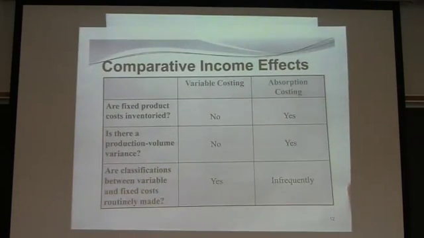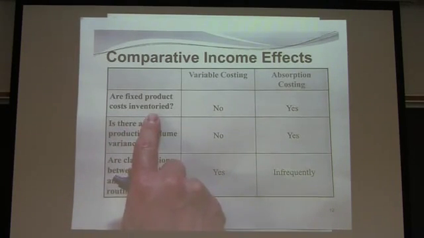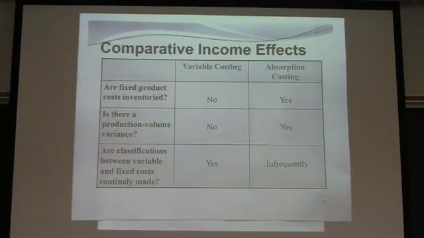Now, when we look at variable versus absorption costing, you'll see the treatment of fixed product cost in inventory. So that's one of the differences, right? Absorption costing, yes, we capitalize some of that fixed cost, whereas variable costing, we expense all of those fixed costs. Now, if you think about manufacturing facilities, the bulk of the manufacturing costs are really fixed. So this will create differences in income depending on which costing methodology you use to calculate your net income.